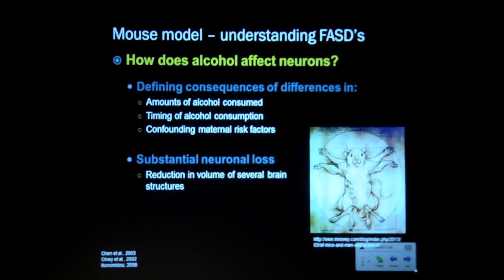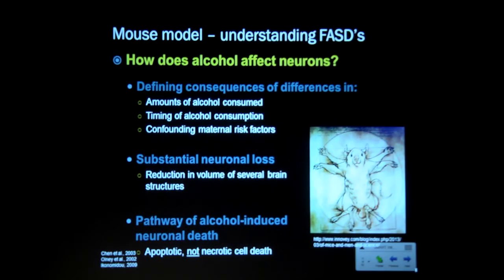In addition, using the mouse model, what they have found is that in the brain, when mice are exposed at what is equivalent to the third fetal trimester, there is substantial neuronal loss due to alcohol exposure. And this actually makes sense considering that many children with fetal alcohol spectrum disorders have a smaller brain on average than their peers. In addition, the mouse model has helped us to understand the pathway through which alcohol leads to cell death. What we've learned is that alcohol induces a form of cell death called apoptosis. And this is considered in the scientific community to be a form of cell suicide.